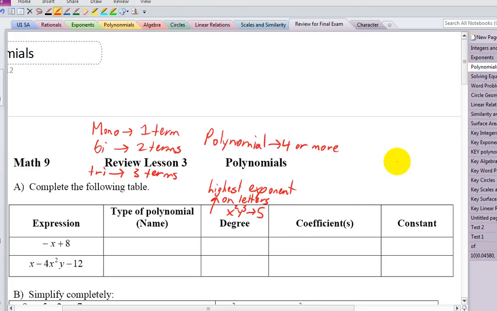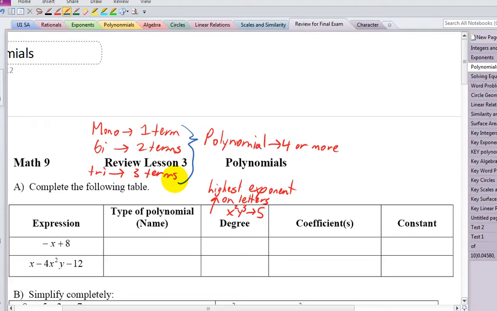Okay, so types of polynomials. Monomial, write that down. That's one term. Binomials, two terms. Trinomials, three terms. Polynomial, that's for four or more, although polynomial also refers to those as well. But if we have three or less, usually we use the specific name.